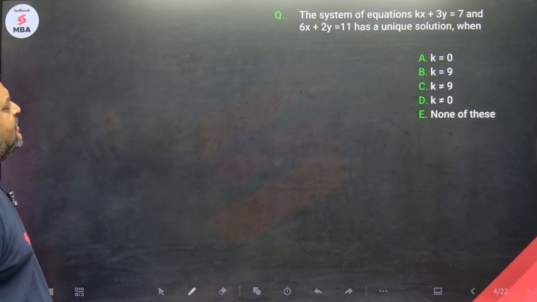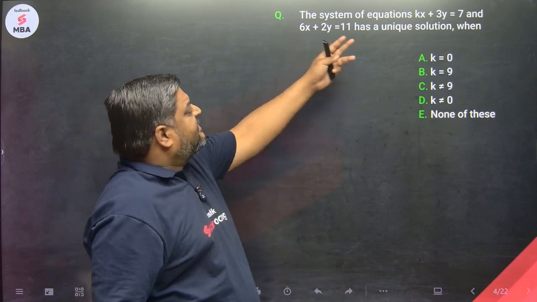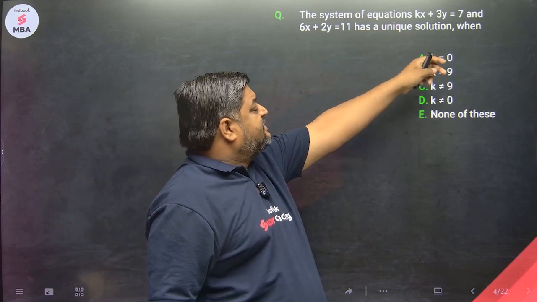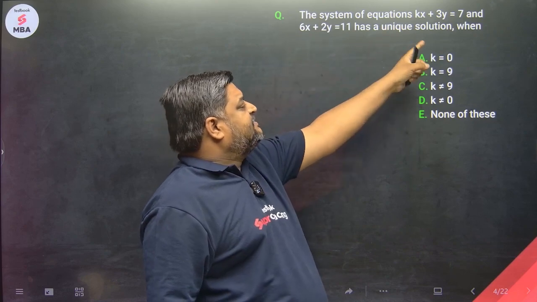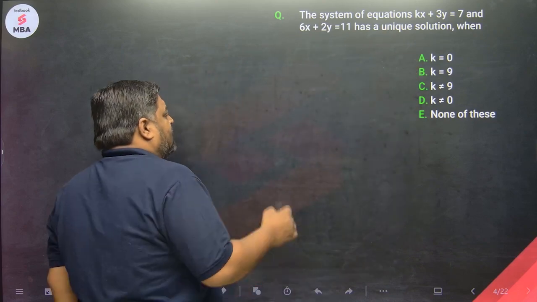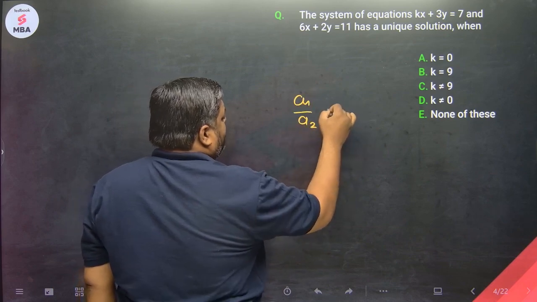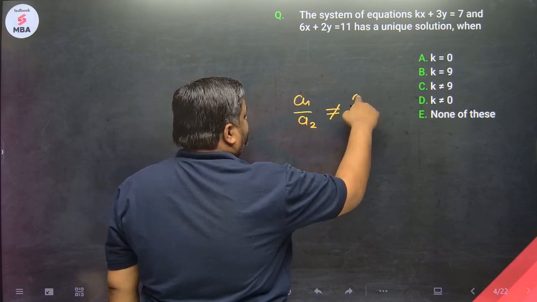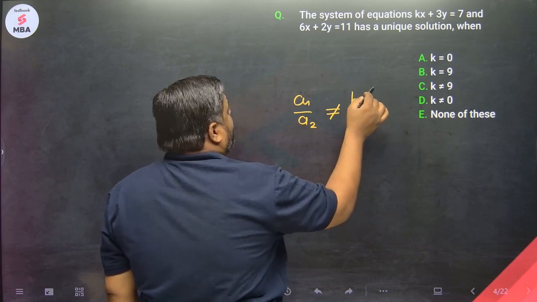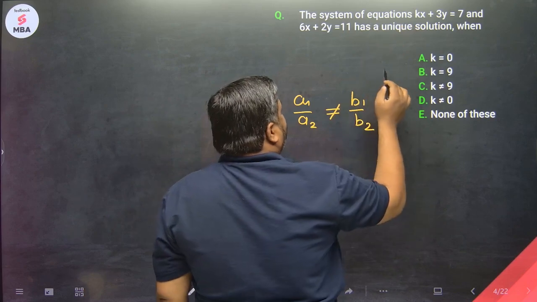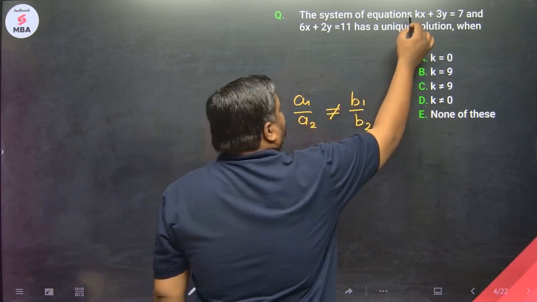Next, the system of equations kx plus 3y is equal to 7 and 6x plus 2y is equal to 11 has a unique solution when? Now they have a unique solution when a1 by a2 is not equal to b1 by b2. What is a? Coefficient of x. What is b? Coefficient of y. So what is a1 here? a1 is k.